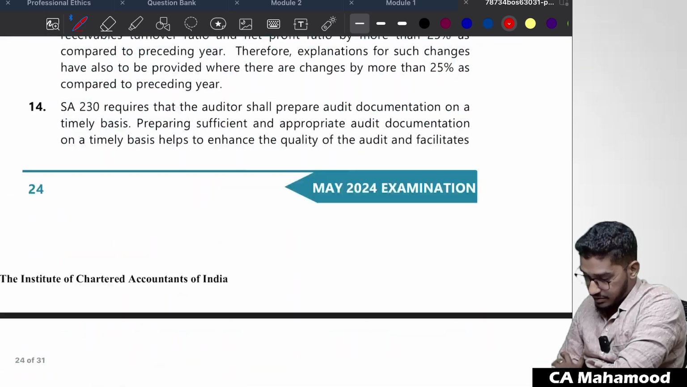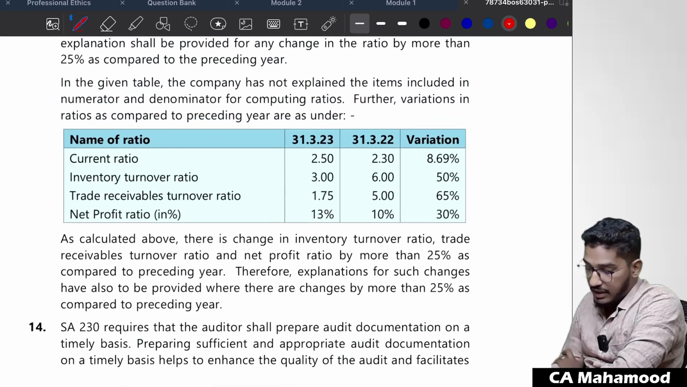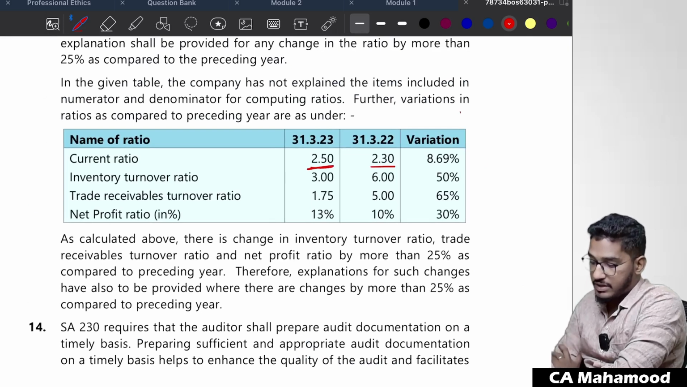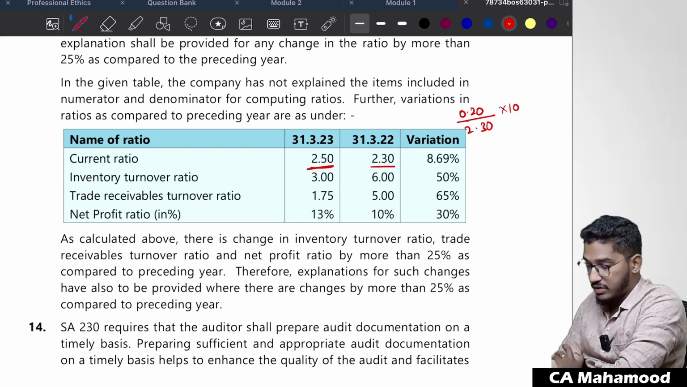Like if you calculate the differences, see here. So if you come to the suggested answer once again, current ratio last year it was 2.3 and in the current year it was 2.5. There is a change of 0.2. So 0.2 divided by 2.3 into 100. That will be the percentage of variation. It is 8.69%. If you calculate that, you will get this figure.